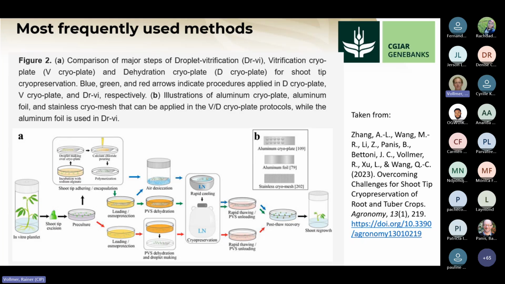For clonal crops, frequently there's a pre-culture step, while for temperate crops, for some of them at least, cold acclimatization works fine before you dehydrate the cells and vitrify them.